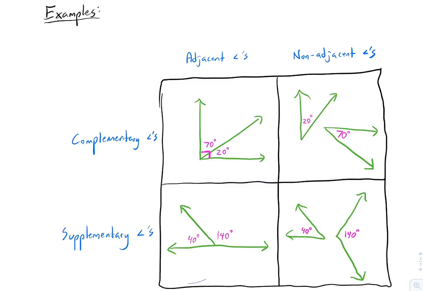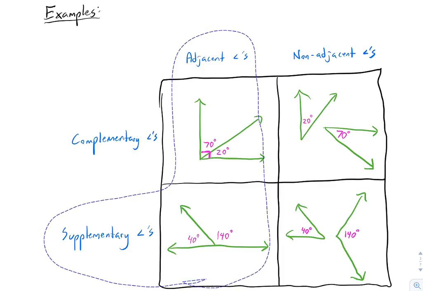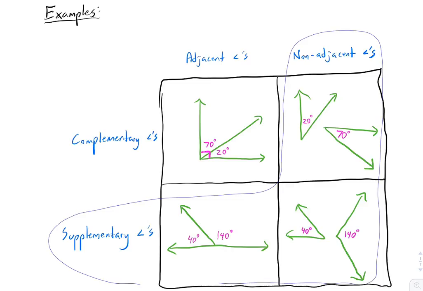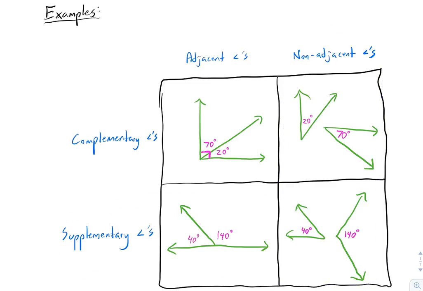Same thing with supplementary. Two angles could add up to 180 and be adjacent. In this case, we'll give those a special name, actually. That's their next vocab word. We'll come back to it. But supplementary angles don't have to be adjacent, right? They could just be this 140 and 40 down here in the bottom right. These are not adjacent, but they still add up to 180. They're still supplementary angles. So supplementary means they add up to 180.